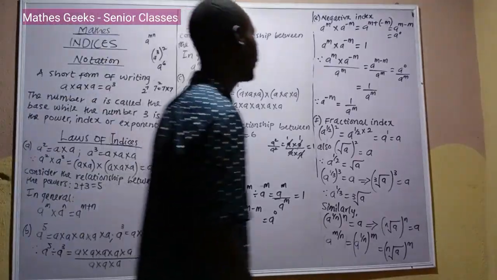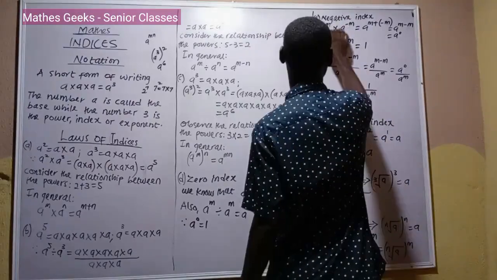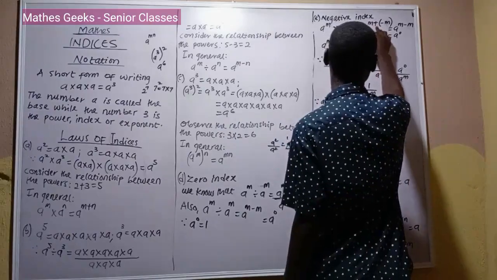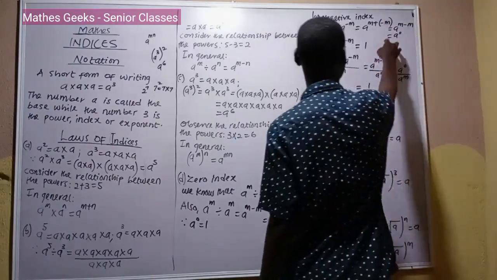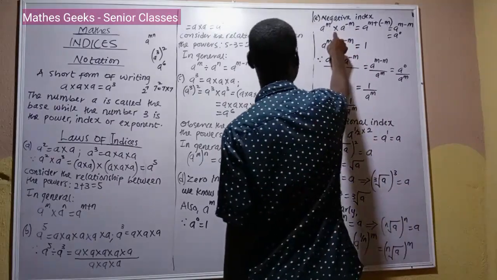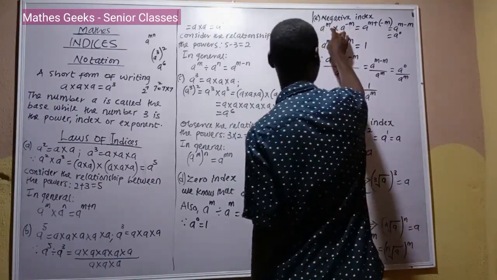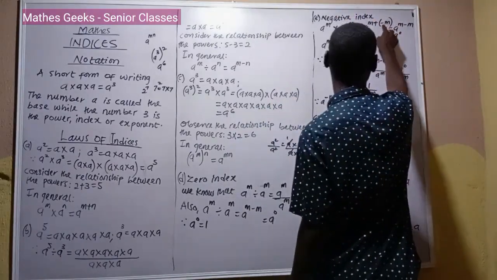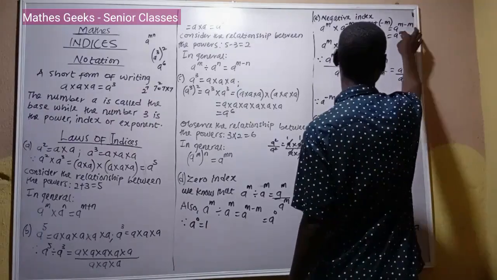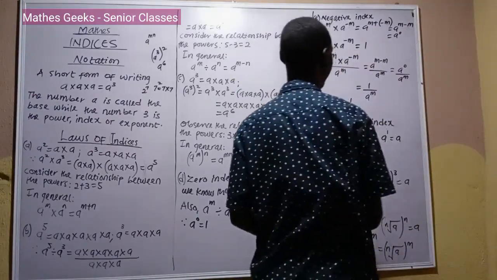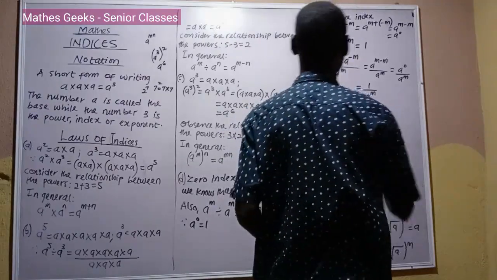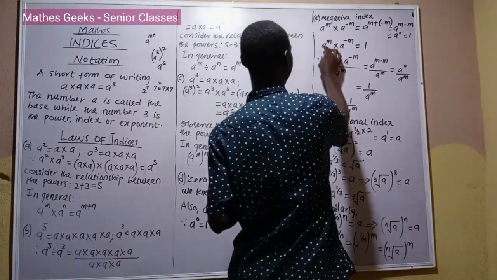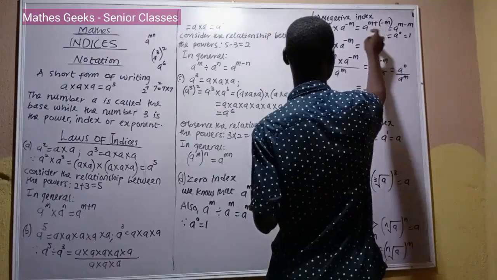Then negative index. a raised to m times a raised to minus m is equal to a raised to m plus bracket minus m, close the brackets. Why is there plus? Because of multiplication. When the bases are the same and the process is multiplication, you add the indices together. Where this one is already negative, plus times minus will give us minus. So m minus m will give you 0. So a raised to power 0, and of course a raised to power 0 will give you 1. So another way is that a raised to m times a raised to minus m is equal to 1.